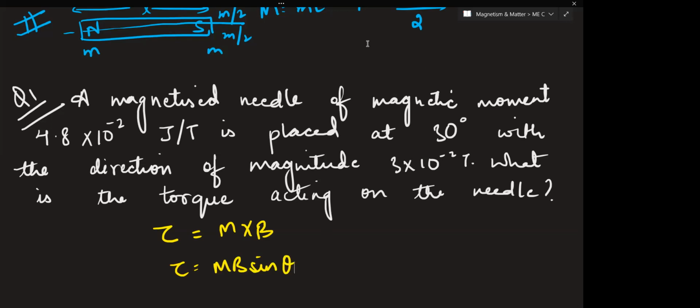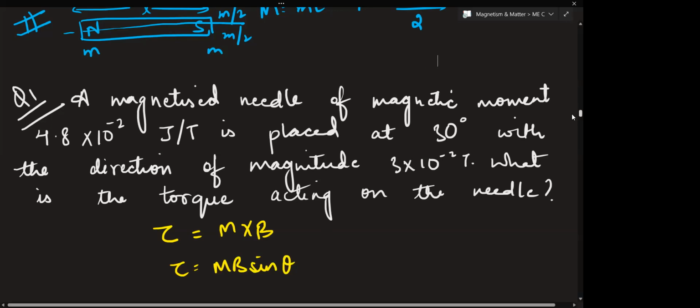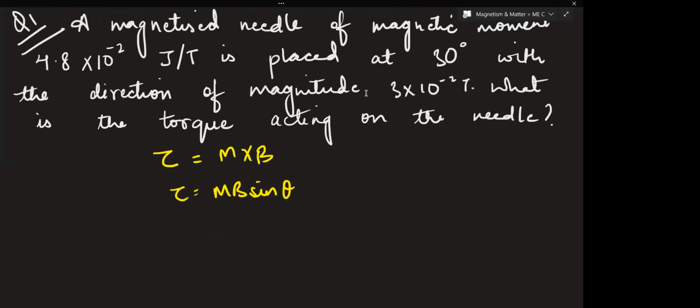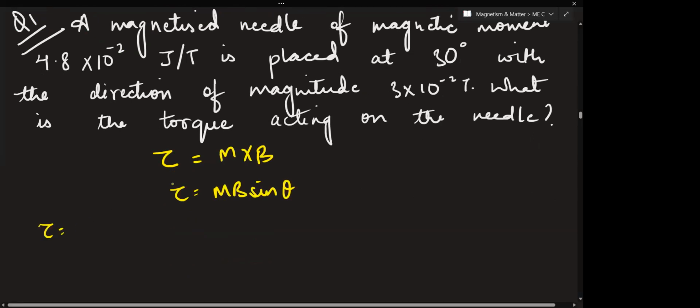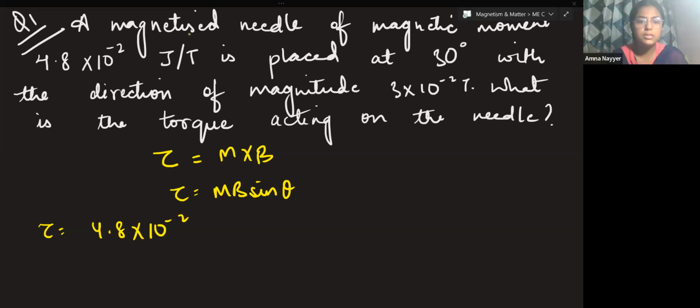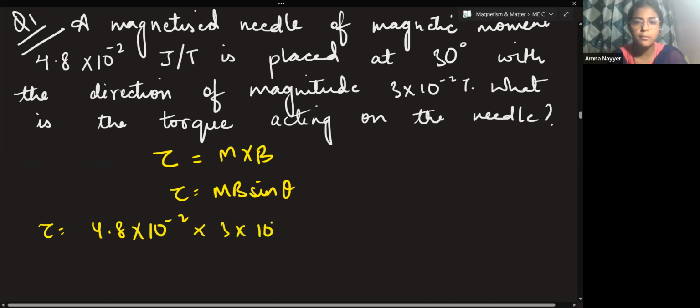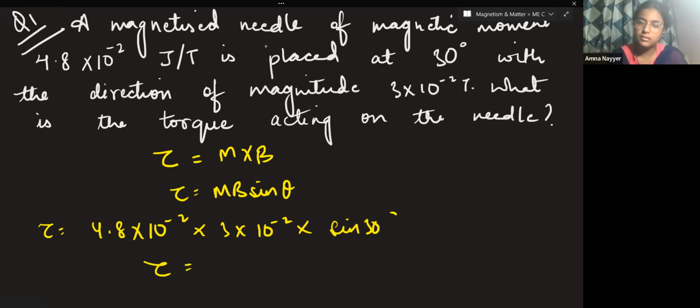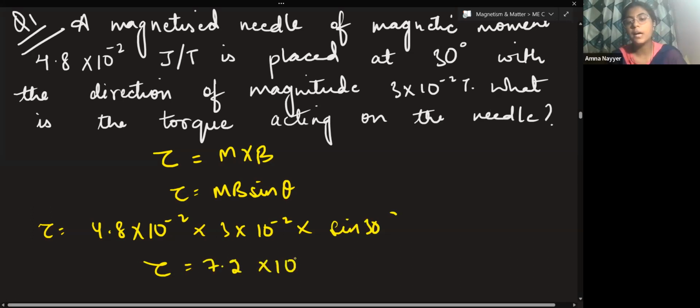Now, what are the values that are given? Yes, now it's the right answer. So torque will be: M is 4.8 into 10 to the power minus 2, the magnetic field you have is 3 into 10 to the power minus 2, multiplied by sine 30 degrees. When you solve this, you'll get the answer exactly as you people are getting, 7.2 into 10 to the power minus 4. And obviously the unit will be Newton meter. So all those who have not written, just note it down.